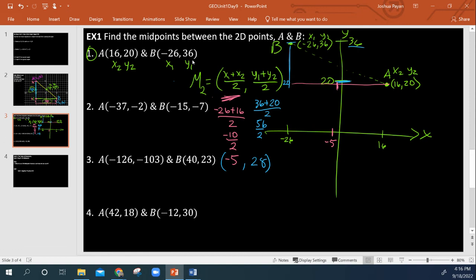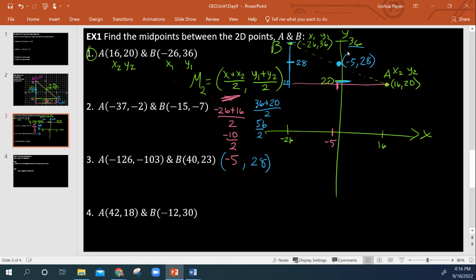So I have my coordinates here. This would be at 28, which we'll say is about right there. And if we just follow it and converge here with our X midpoint, we see they both converge right there, and that would be my midpoint. It exists at negative 5 by positive 28.